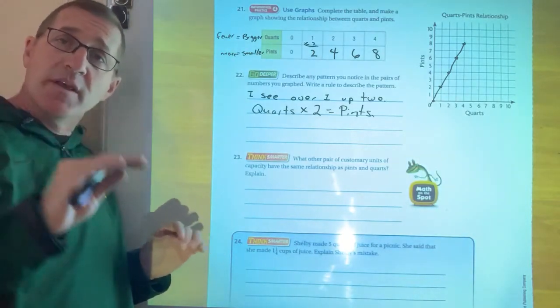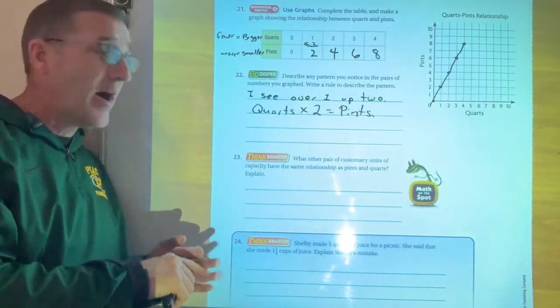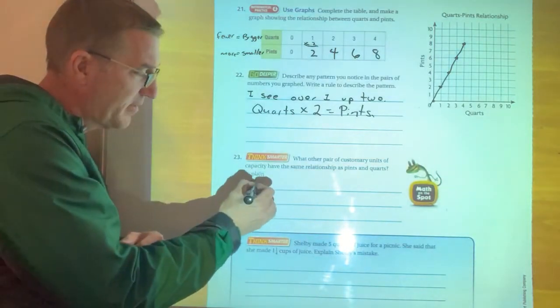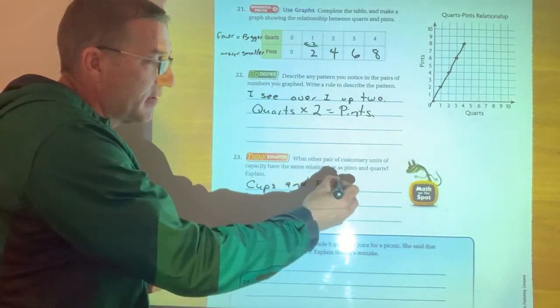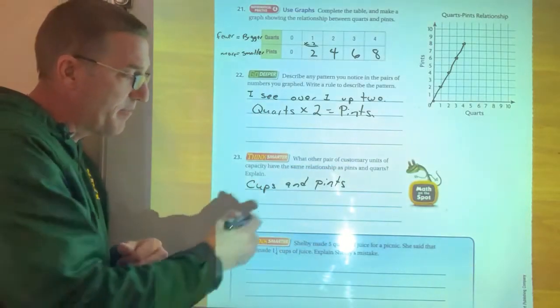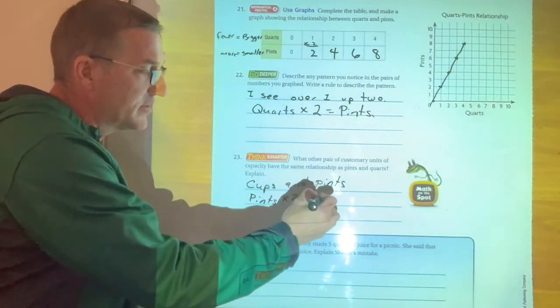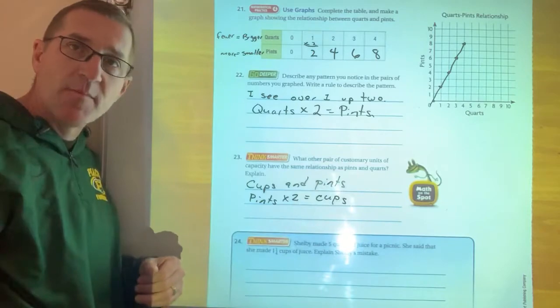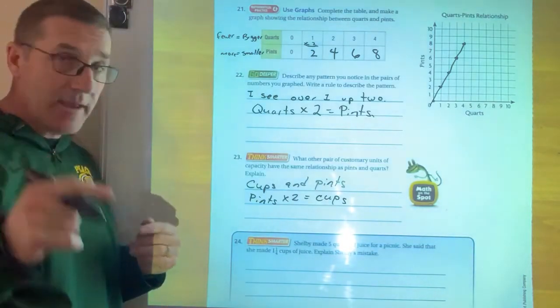Okay? So in the middle, I've got cups, pints, quarts. So it's cups and pints. And it's going to be pints times 2 equals cups. Cups are smaller. I need more. I need more. I multiply.